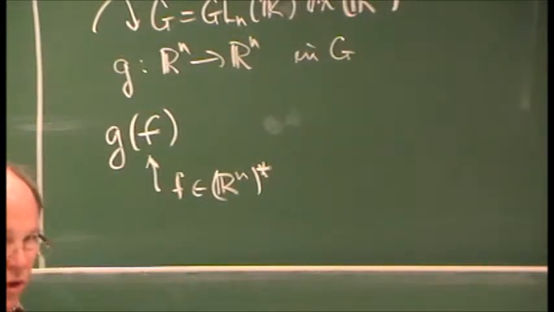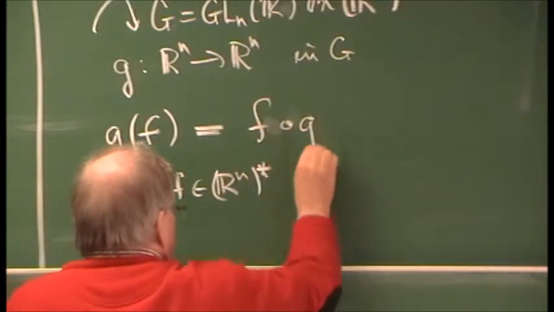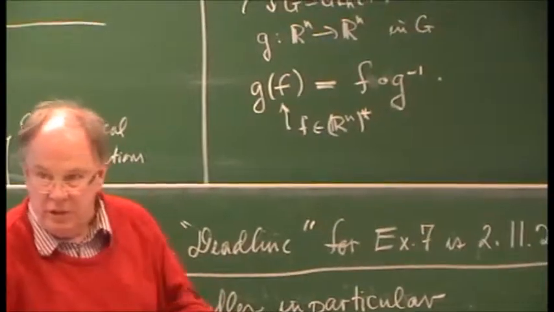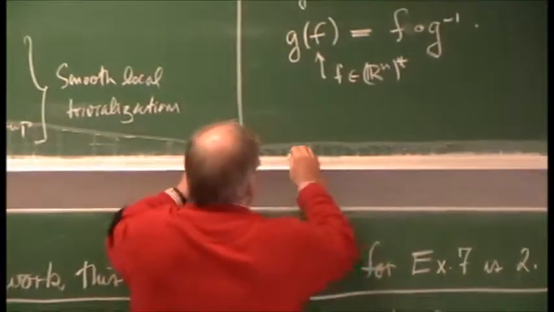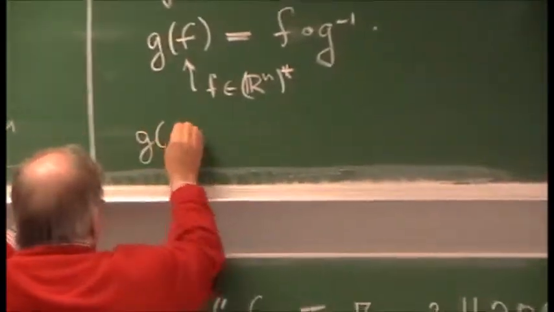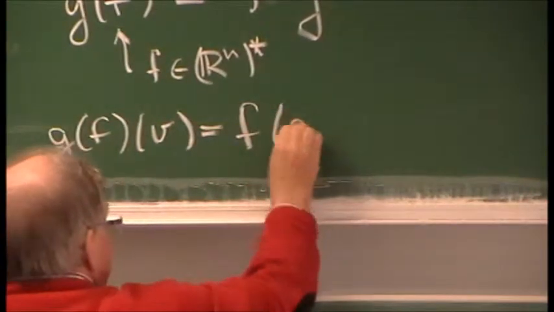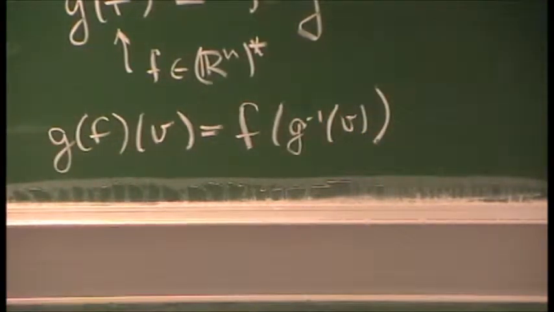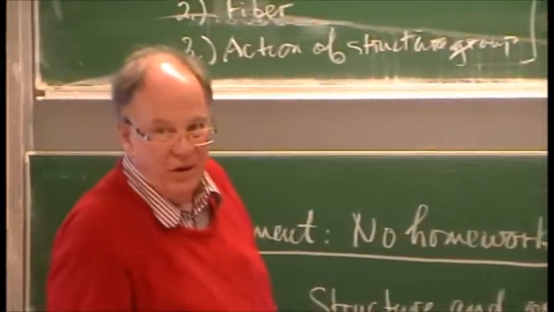Is everybody here sure he knows what G of a function is? F composed with G inverse. So this is how you take G of a function. You understand what I'm saying? Yeah. So the G of F at a vector V is equal to F of G inverse of V. You understand why the inverse?